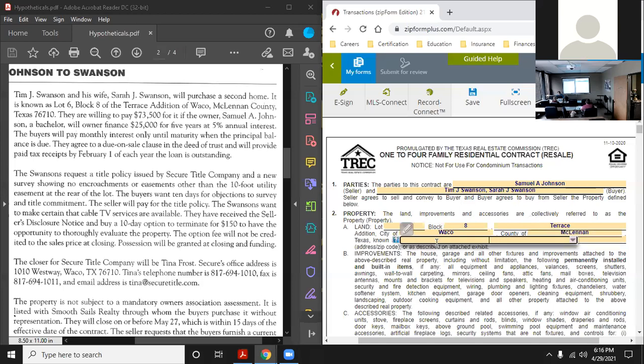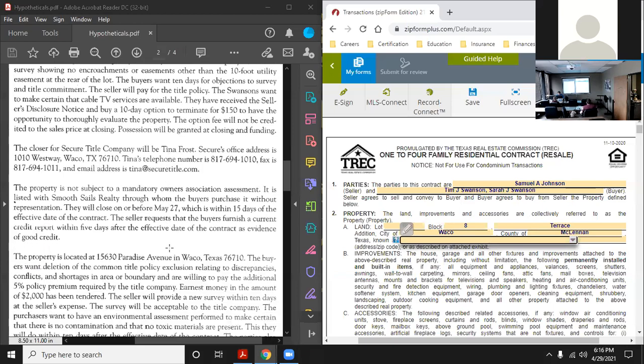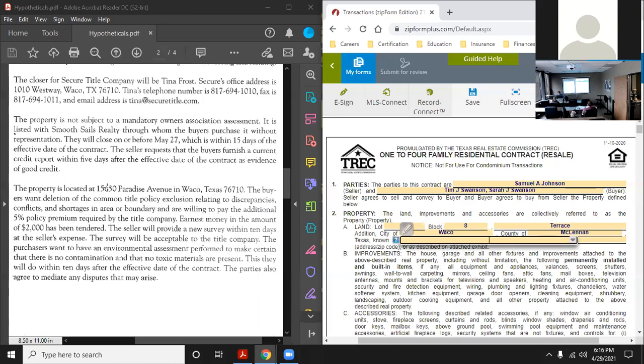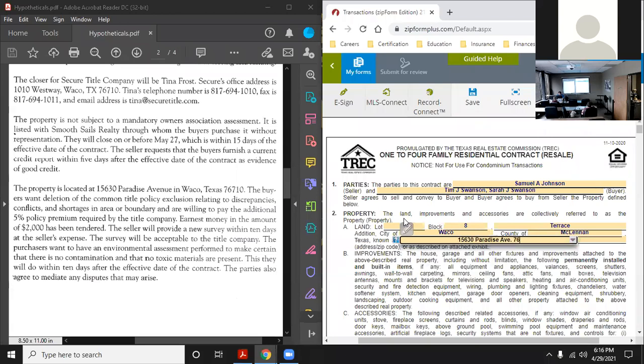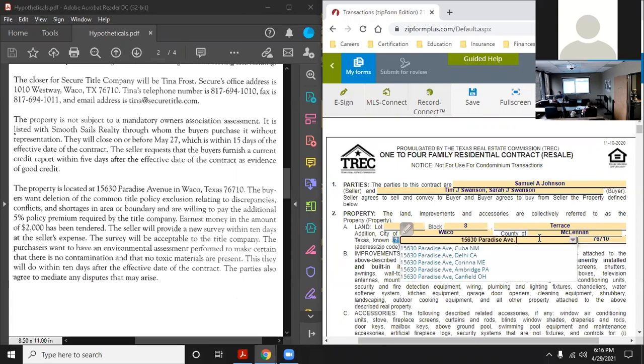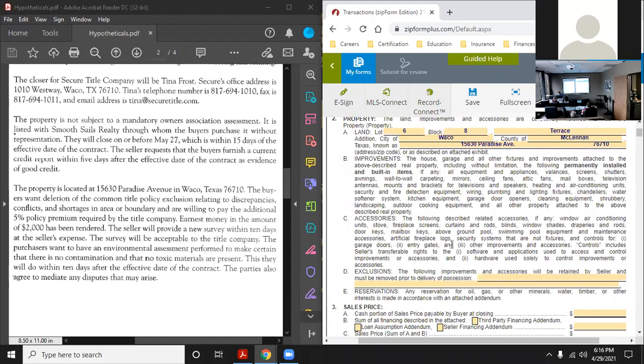All right. And then I believe somewhere down here it gives you. This is why I don't like these things, they throw everything around. So here we go. This is it. Finally, in paragraph 4, it gives you the address of the property. 15630 Paradise Ave. Okay, there we go. It actually separates it for you, so you don't have to do the same thing. There.